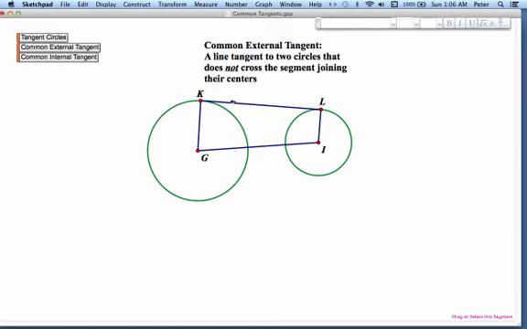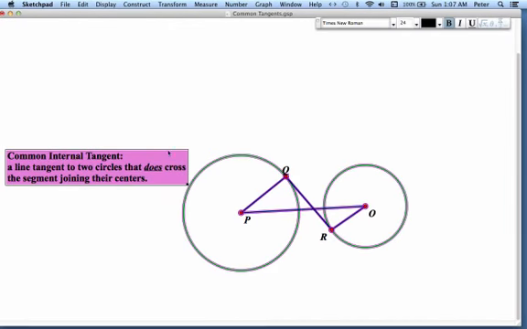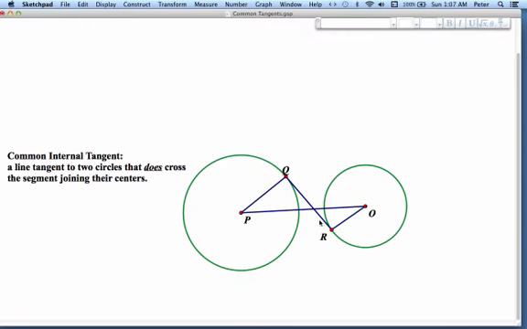So in other words, KL is a common external tangent because the tangent does not pass between the two circles, crossing the line which joins their centers. QR, on the other hand, does cross the line joining the centers of the two circles, so this would be a common internal tangent. The tangent runs between the two circles.